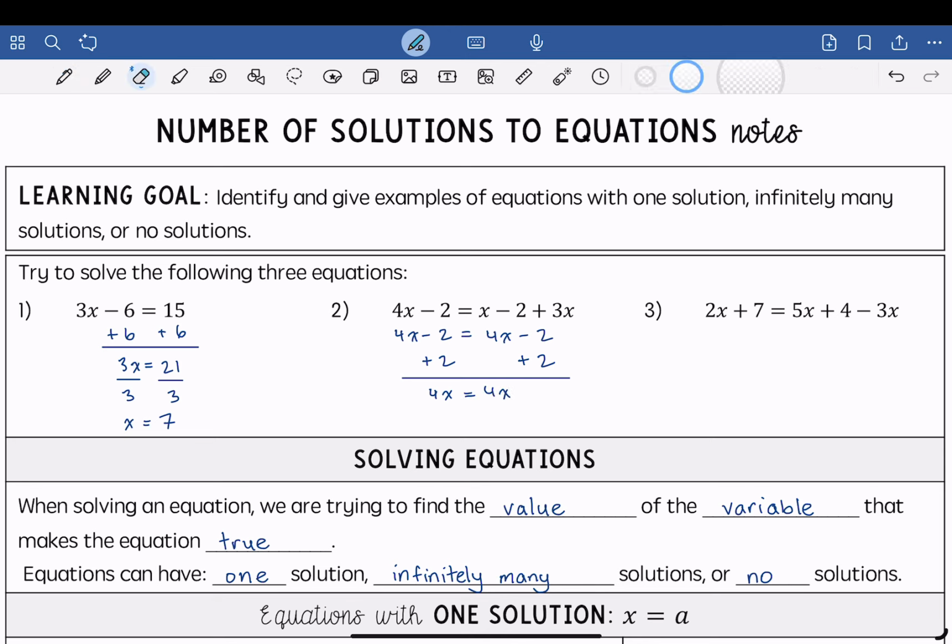Then I'm going to further isolate the x by dividing both sides by 4. Therefore, you would get x is equal to x. Again, we don't have a specific value for x. So we're going to go over what that means. Let's try to solve question 3.